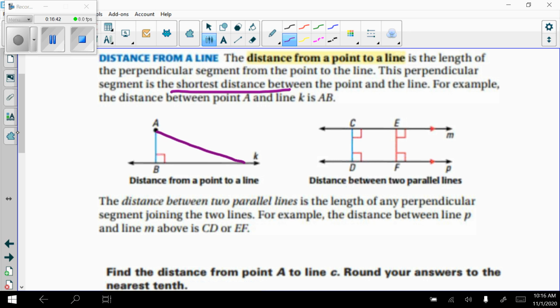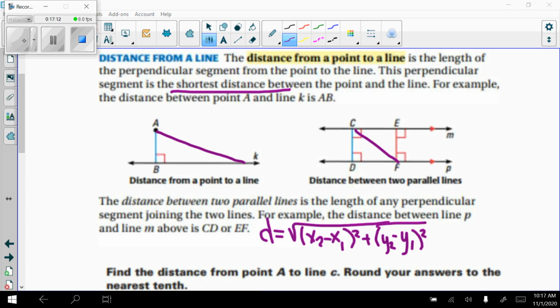Again, I could find the distance from, let's say, C to F. That is going to be longer than from C to D. So we're looking for the shortest distance. Recall our distance formula. Distance is equal to the square root of x2 minus x1 quantity squared plus y2 minus y1 quantity squared. Remember that we've also used the Pythagorean theorem, a squared plus b squared equals c squared, to find distance.